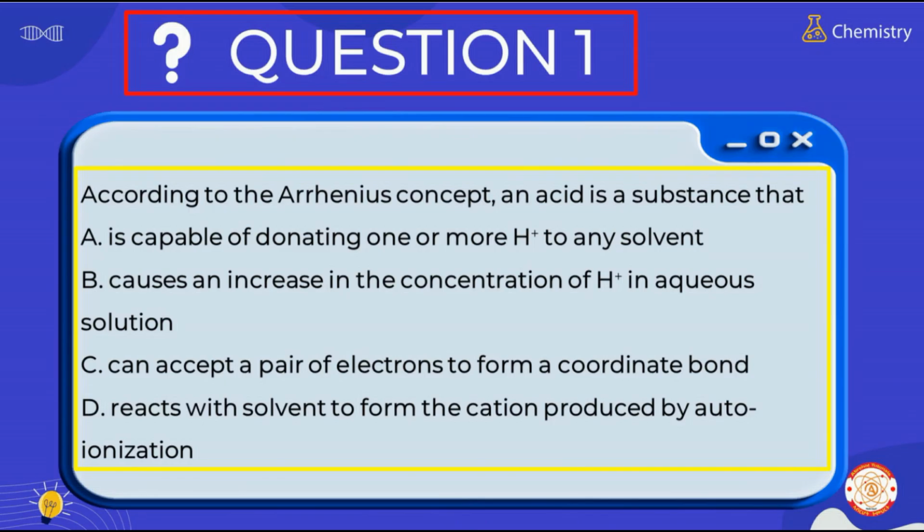So question number 1. According to the Arrhenius concept, an acid is a substance that A is capable of donating one or more hydrogen ions to any solvent. B causes an increase in the concentration of hydrogen ion in aqueous solution. C can accept a pair of electrons to form a coordinate bond. And D reacts with solvent to form the cation produced by autoionization. Alright, so now let us see what Arrhenius concept of an acid is all about.